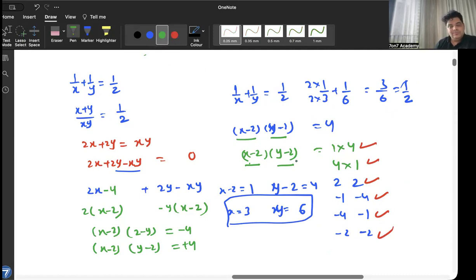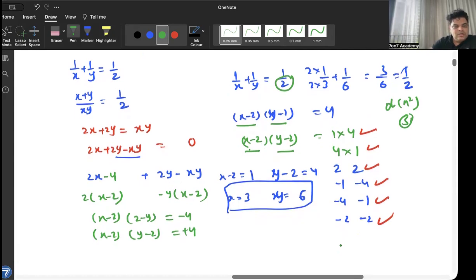I'll tell you one thing. The number of positive solutions is always the number of divisors of n squared. Divisors of n squared means, how many divisors of 2 squared do you have? 3 only, no? So you see 3 positive solutions you're getting. Understand, guys? And the rest would give negative solutions. Okay. Anvika, did you understand this?